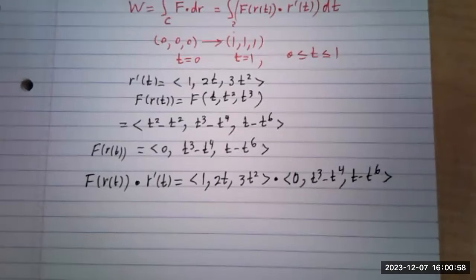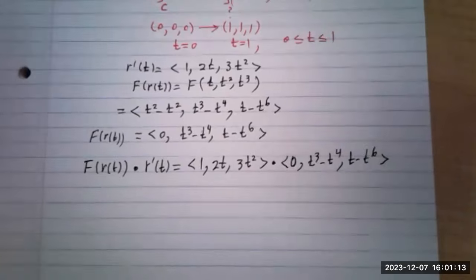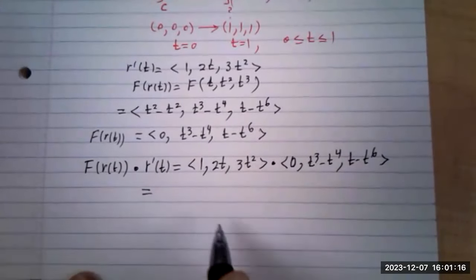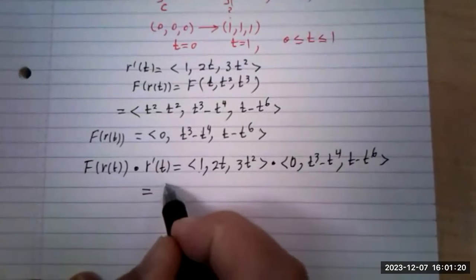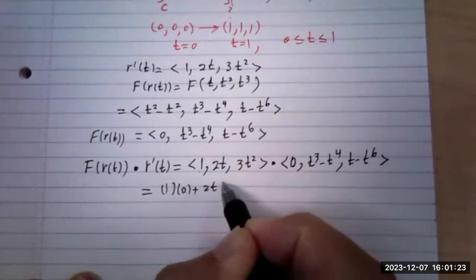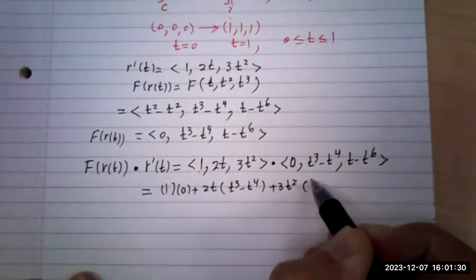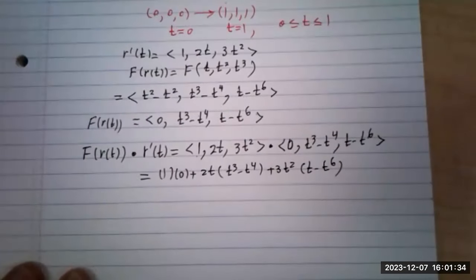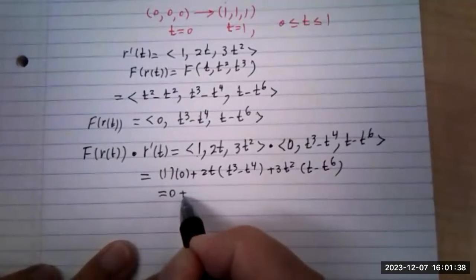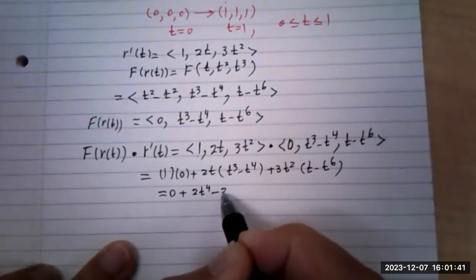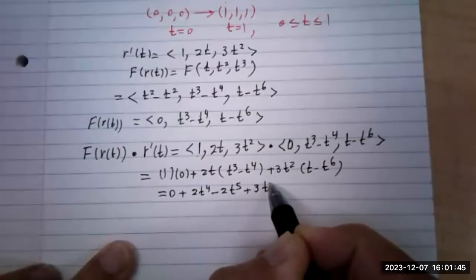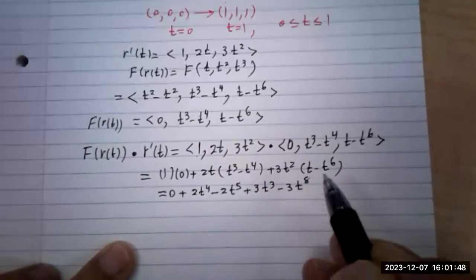Multiply together as a dot product. You multiply these together: 1 times 0 would be 0. Can I write it down so that you know that? 0, then 2t times the other part, t cubed minus t to the fourth, plus 3t squared times t minus t to the sixth. So that gives you 0, and this is going to be 2t to the fourth minus 2t to the fifth, and that's 3t cubed minus 3t to the eighth.